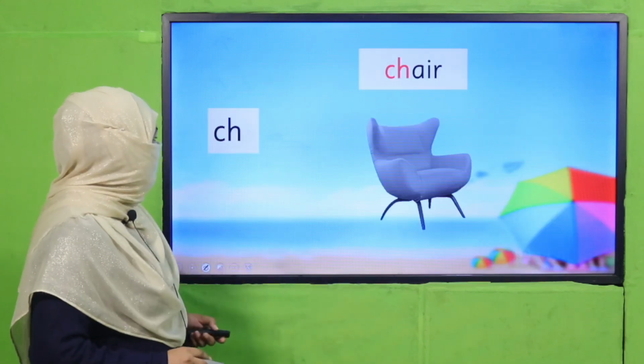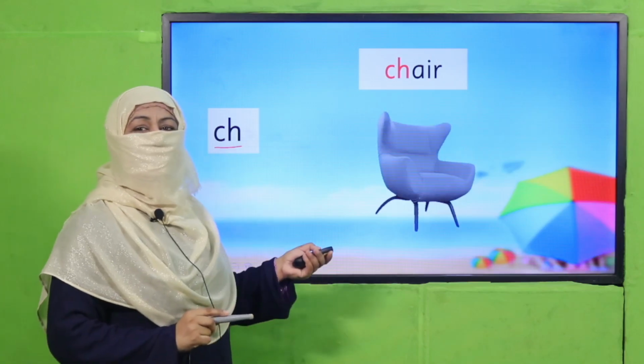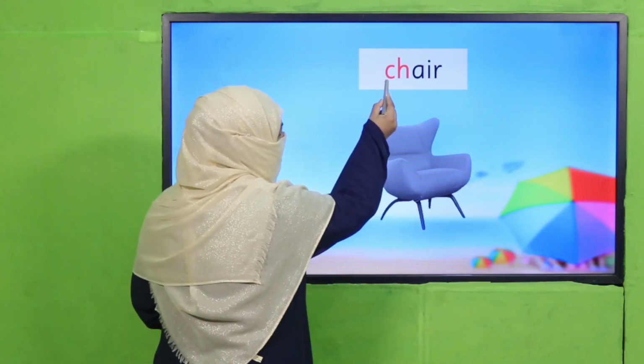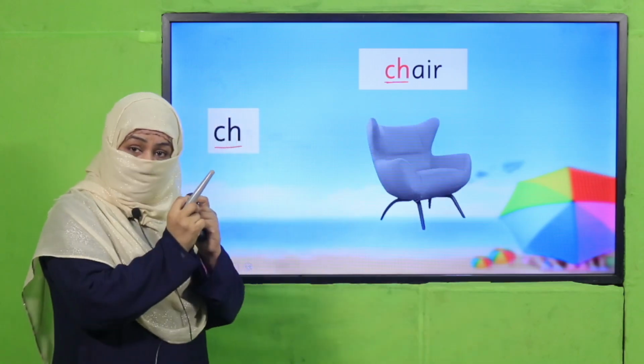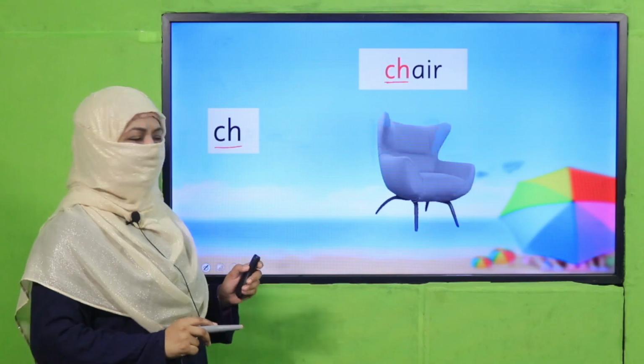Okay. Now, look at these pictures. What is the sound? Ch. And how will we say it? Cheer. Because we identify these two letters. They come together. Okay. So, they are together and they will give ch sound, cheer.